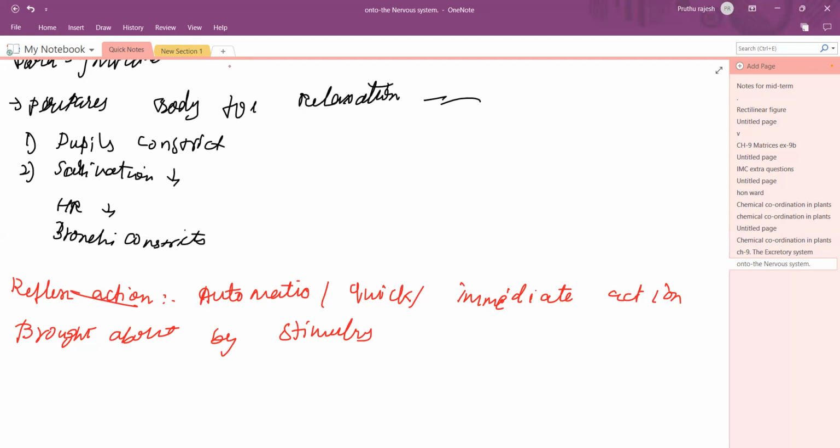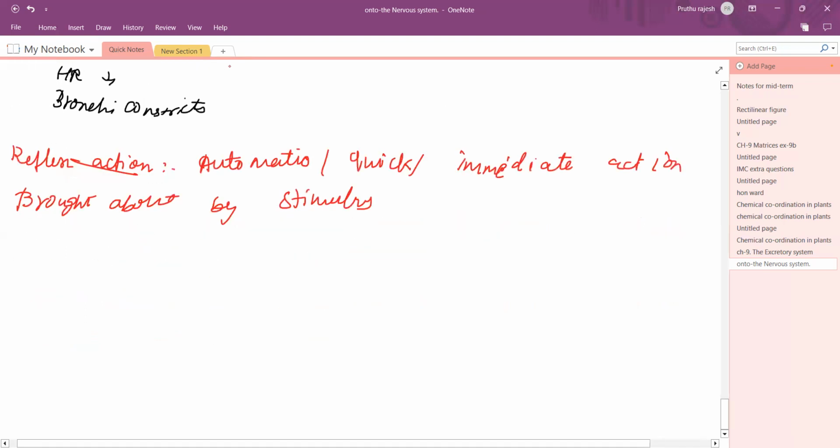Next, reflex action arc. Let me put that up. Oh, one second. Just give me a minute. Let me show you that.